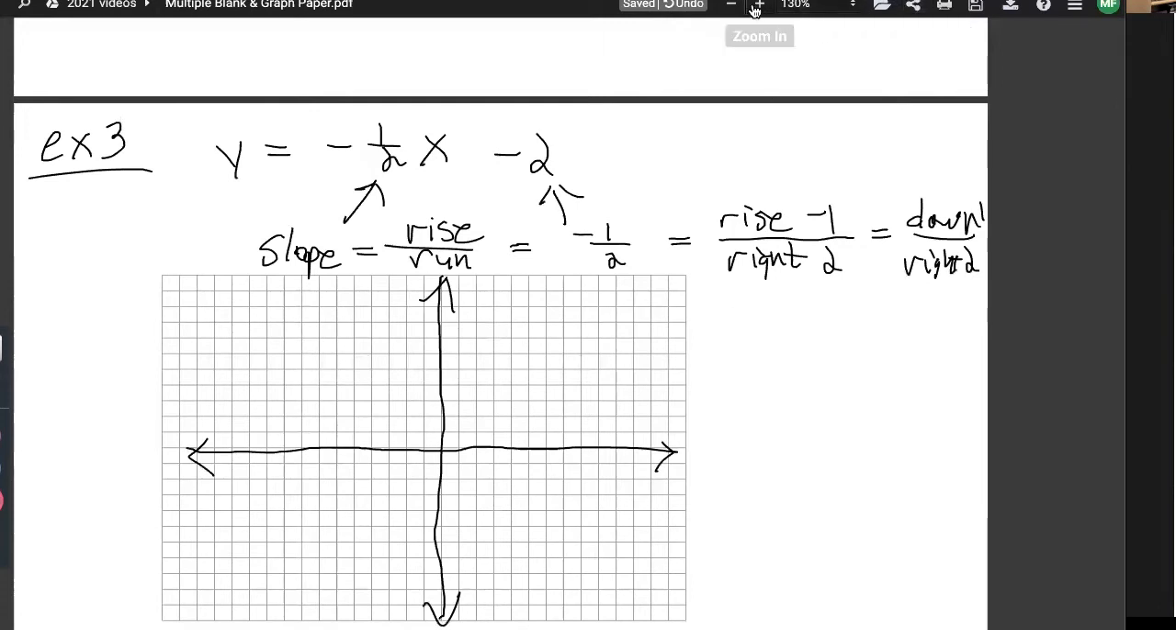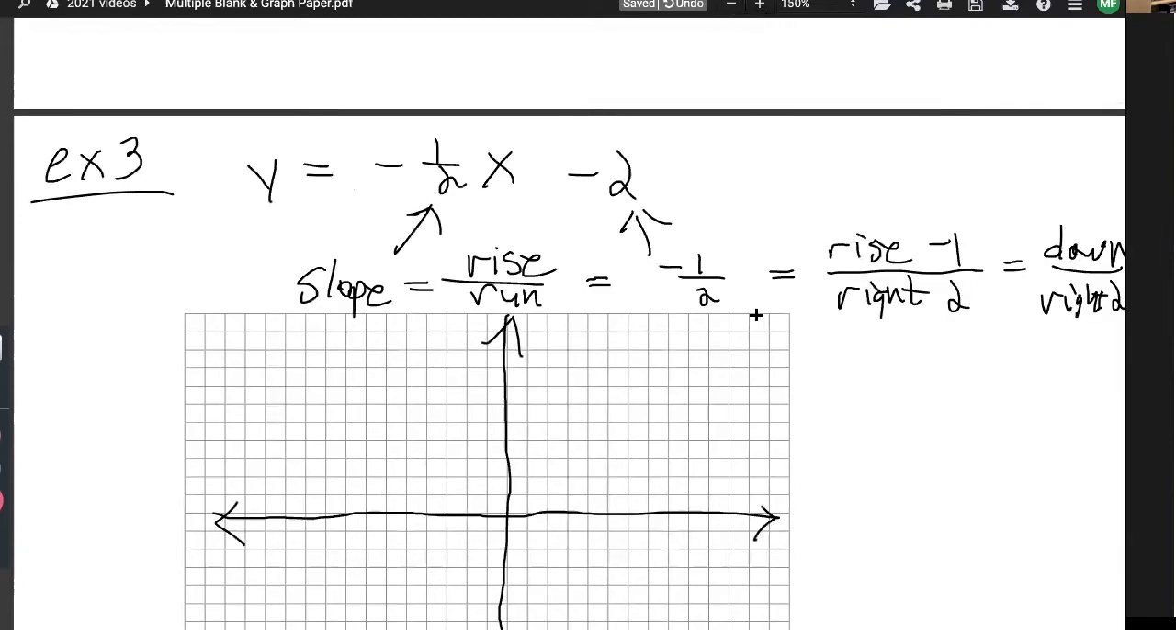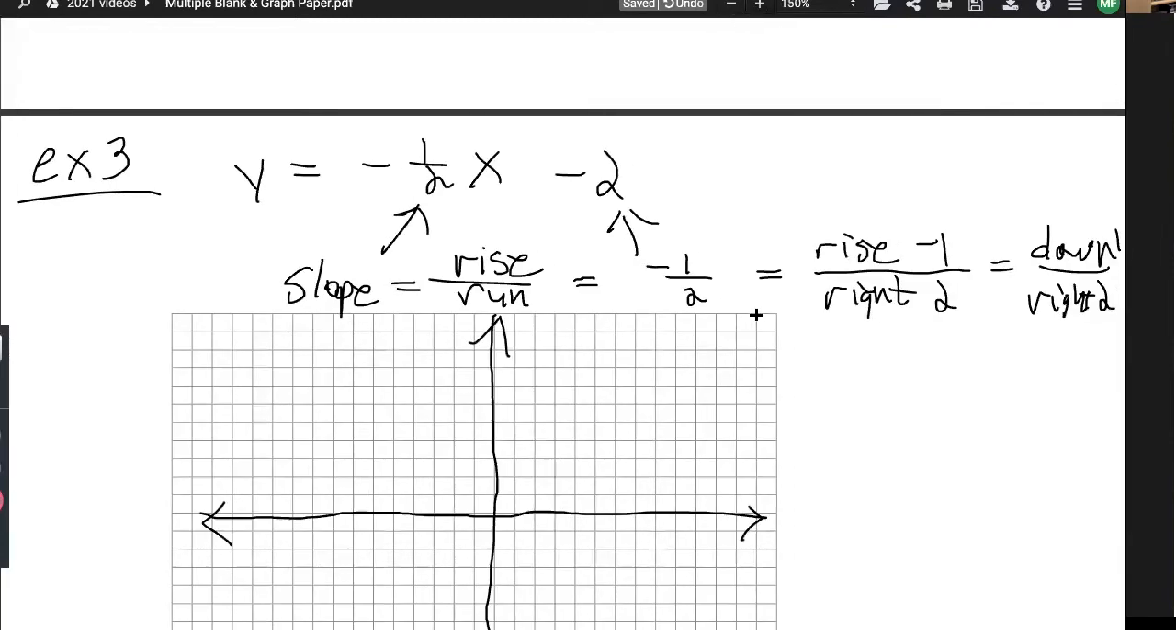Keep going. Go bigger. Go big. Go home. All right. That looks good.